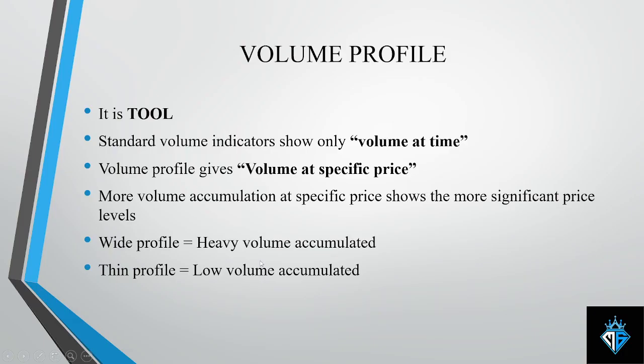But in the volume profile, it gives the volume at a specific price range. So we can get the specific price range volume and it can be used as support and resistance for future trading. In the volume profile, the place where more volume has accumulated gives the specific price range. A wide profile means there is heavy volume accumulation and a thin profile means there is low volume accumulation. Okay, clear?